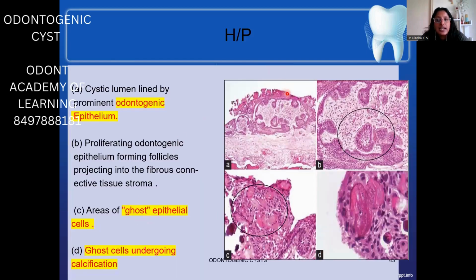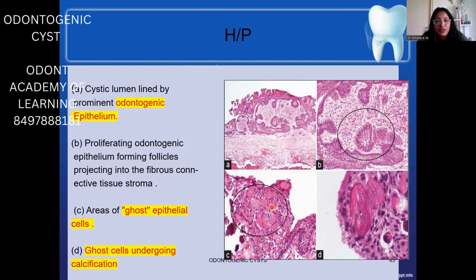Histopathologically, you would see a lining of odontogenic epithelium, and proliferating odontogenic epithelium forming follicles and projecting into the underlying connective tissue. So you can see this epithelium being projected into the underlying capsule. And there would be areas of so-called ghost cells. So these are the ghost cells.